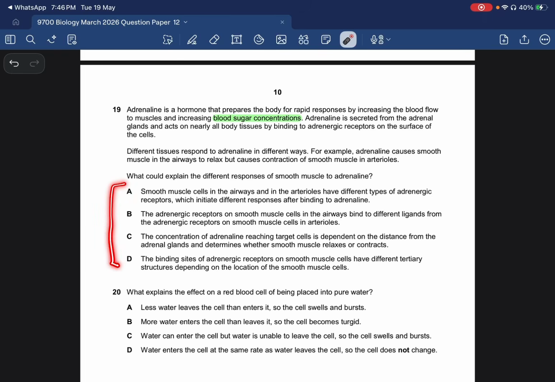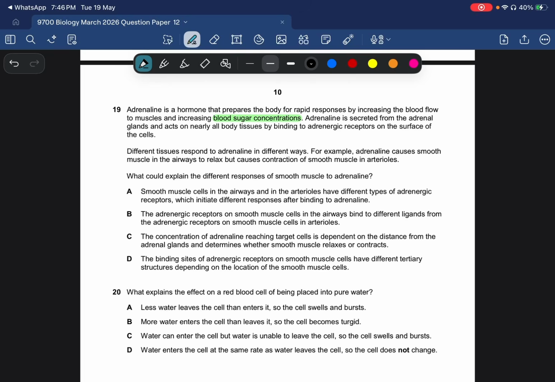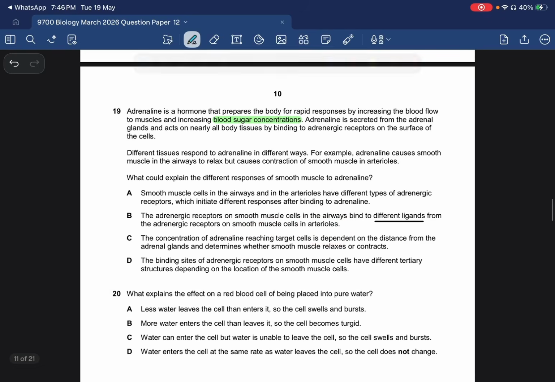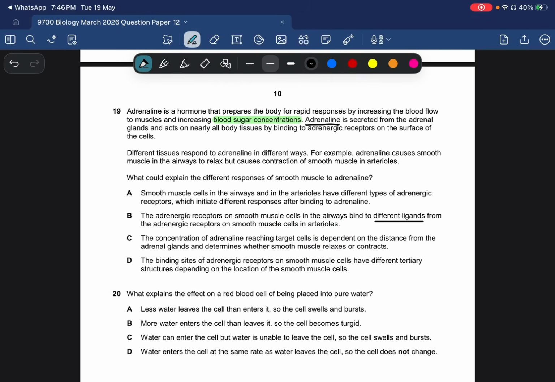So if any answer choice uses the words different ligands, it's going to be wrong, which is exactly what option B says. The adrenergic receptors on the smooth muscle cells in the airways bind to different ligands when you compare these to the ligands which bind to the adrenergic receptors on the smooth muscle cells in the arterioles. That's wrong. It's the same ligand, which is adrenaline. A ligand is basically that thing or that structure or that molecule which binds to the receptor. So it's the same ligand. So B is wrong.